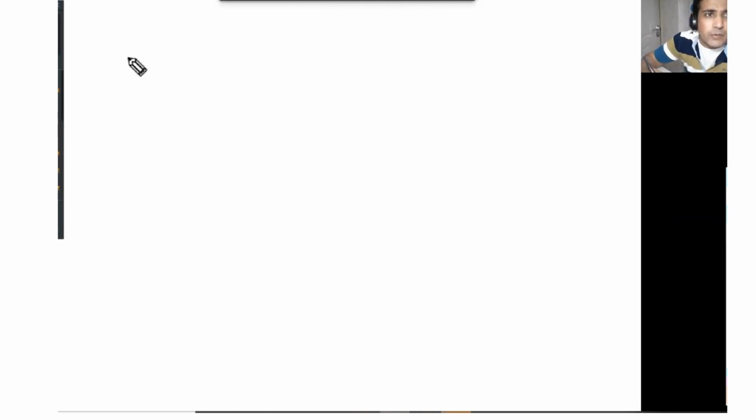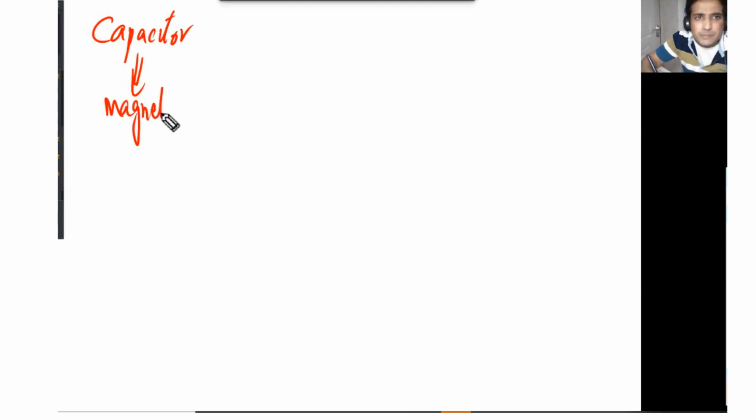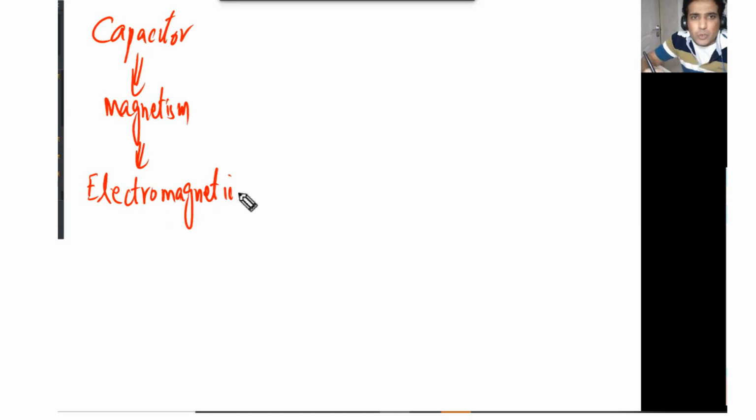Today's class, we will talk about, first of all, capacitance. We will talk about capacitor. Today's class, first of all, we will talk about capacitor, and then we go to magnetism, and then finally to electromagnetic induction. So today's class we will cover these topics, and also we will do questions from past papers.